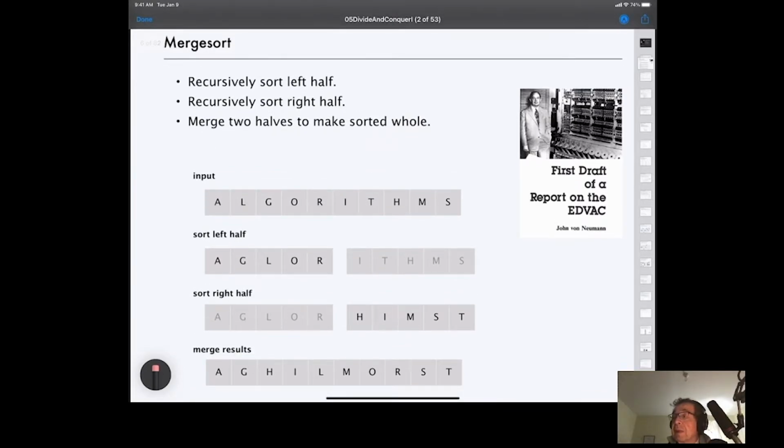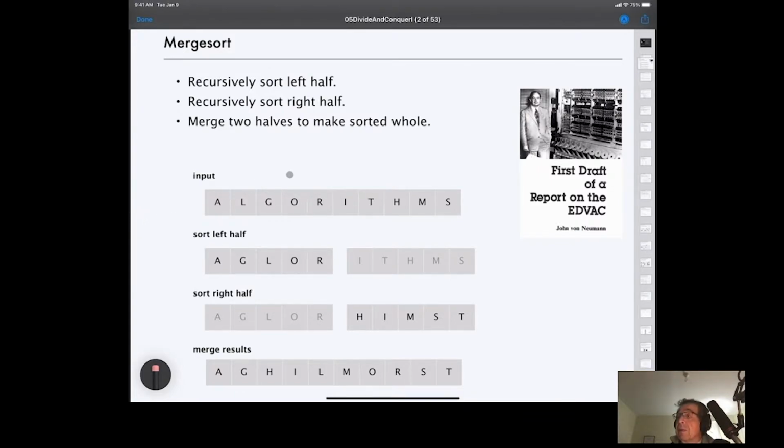Now let's begin by focusing on merge sort. Merge sort is a very popular algorithm, and it is a great example of the divide and conquer strategy. And why is it so? Because we begin, let's say you have a file to sort, like the letters of the word algorithm. You want to reorder them in alphabetical order, ascending.